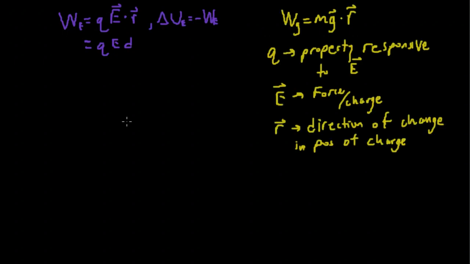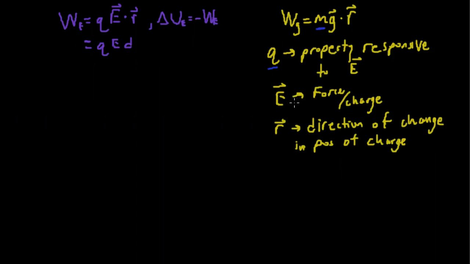And when we look at this, it looks very similar to the work done by a gravitational field, where g is the gravitational field strength, r is the distance through which we're going to move, and m is the mass of the particle that's moving through that field. With gravitational potential energy and work done by a gravitational field, m was the feature that was responsive to the field. In the case of electrical fields, it's q. That's the property that's responsive to the electric field. So the larger the q, the more responsive it's going to be.